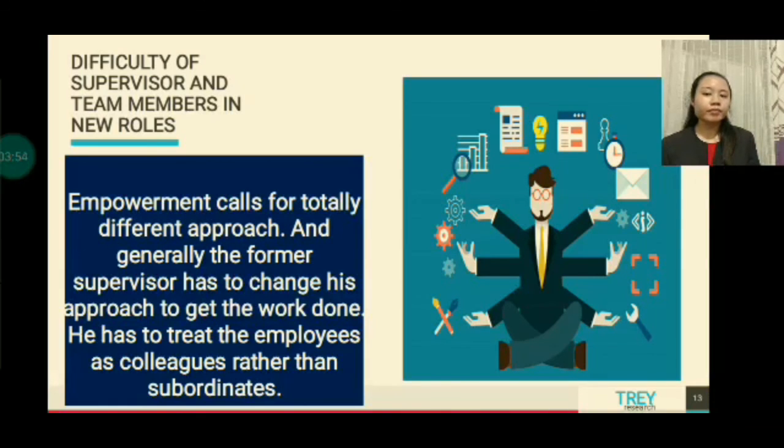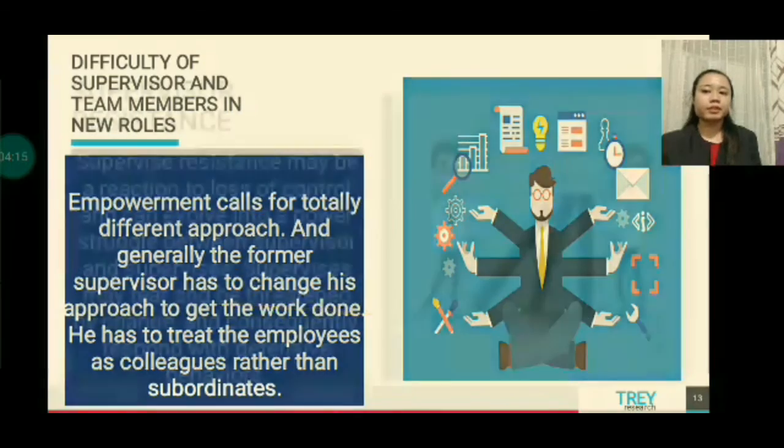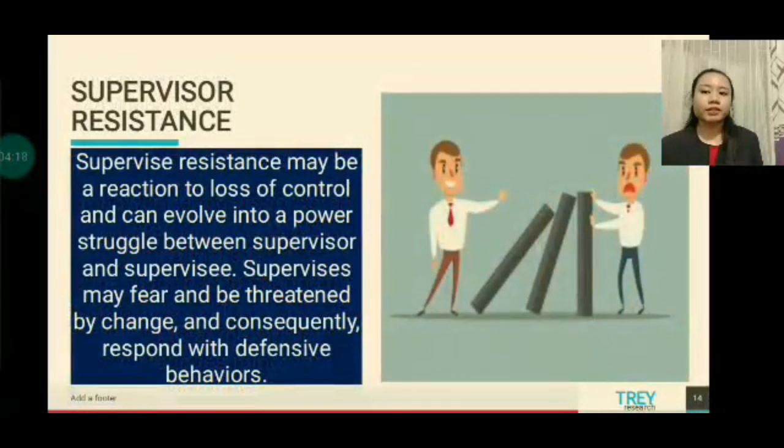So he has to treat his employee as more than a colleague rather than a subordinate. So this is the first barrier to success in empowerment. The second is supervisor resistance. Supervisor resistance may be the reaction of loss or can evolve into a power struggle between the supervisor and the employee.